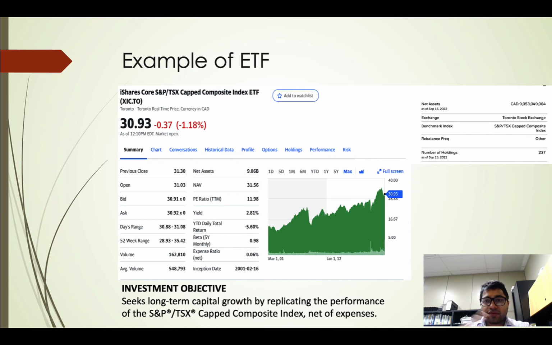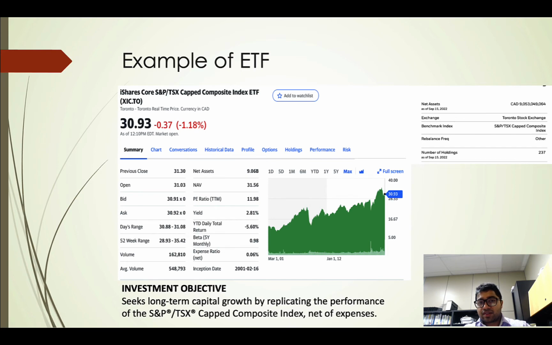So let's see a few examples of ETFs to understand more. The first ETF we are going to look at is XIC. It is the iShares Core TSX Capped Composite Index ETF. This is an ETF that seeks long-term capital growth by replicating the performance of the S&P TSX Capped Composite Index, net of expenses. It means it broadly tracks 240 odd big companies in Canada.